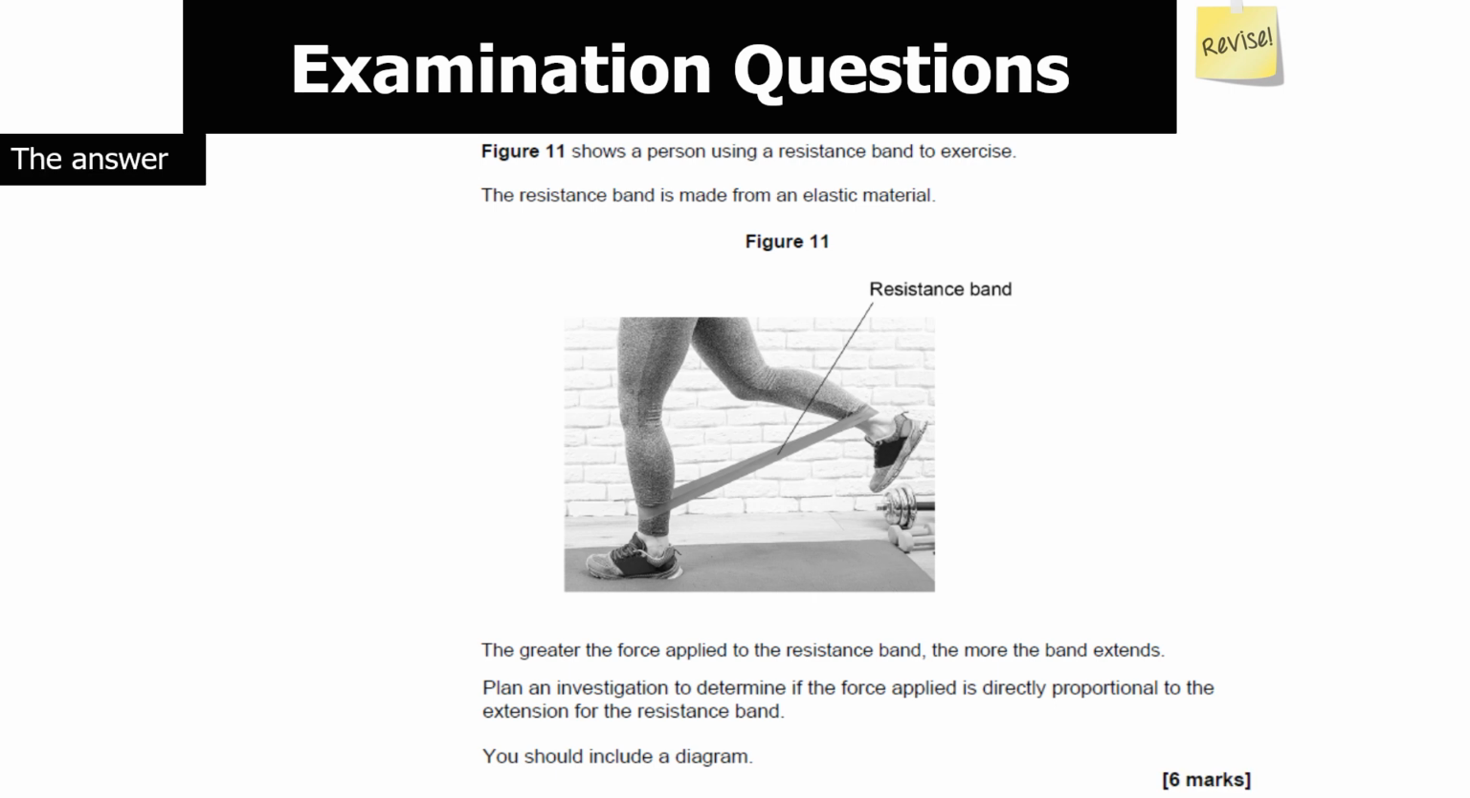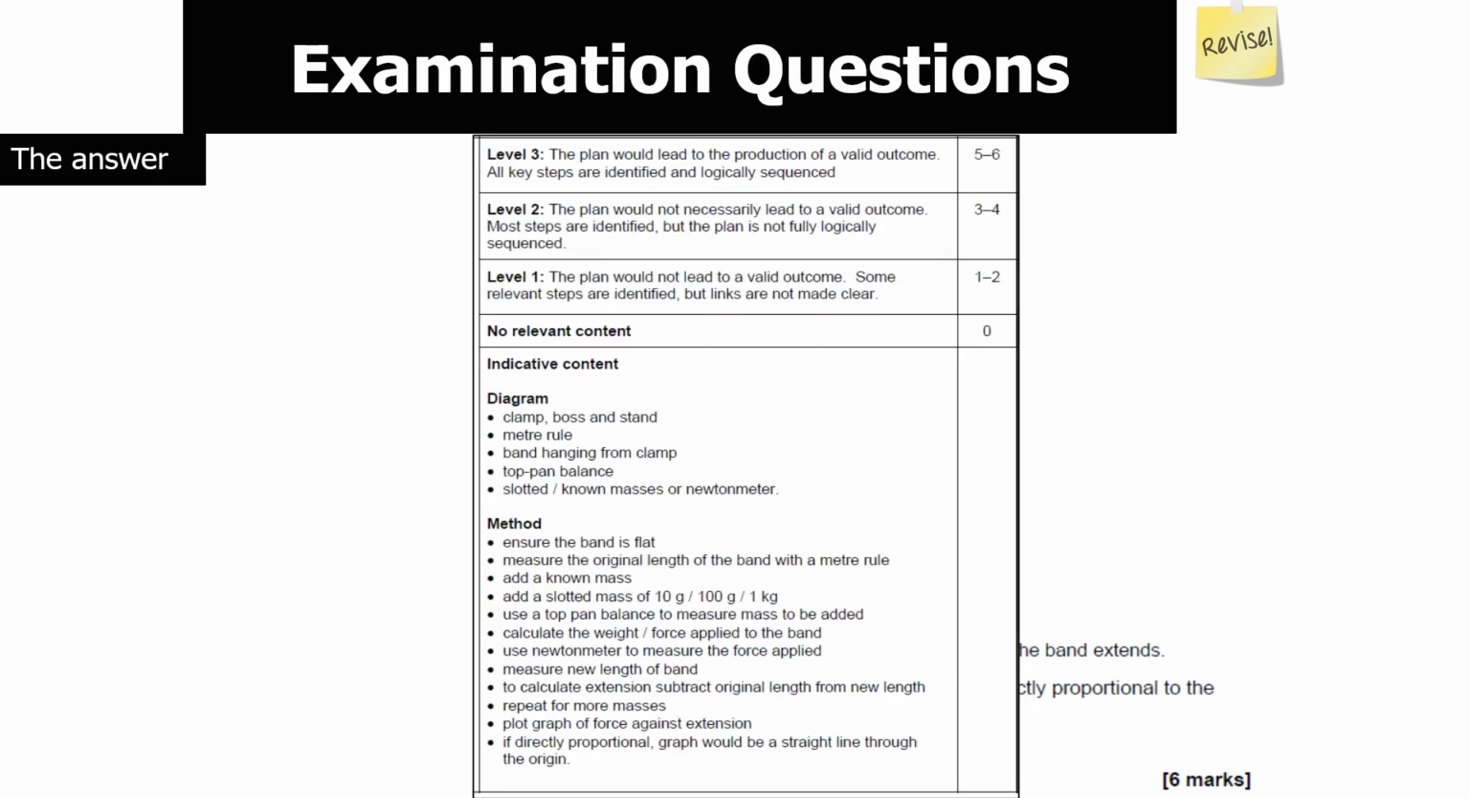Right, when you're answering these types of questions, you've got to be very careful about how you plan your work out, because not half the marks, but some of the marks will come from being able to write in a logical order. So you'll see here for level 3, you need to have a plan which will lead to a valid outcome, but also just as important, all the key steps are identified and logically sequenced. So with your diagram, you'd have a clamp, a boss and a stand, a meter ruler and a band hanging from the clamp. You would use a top pan balance, so you could measure the masses, and then you could have slotted masses, or you could use a Newton meter.